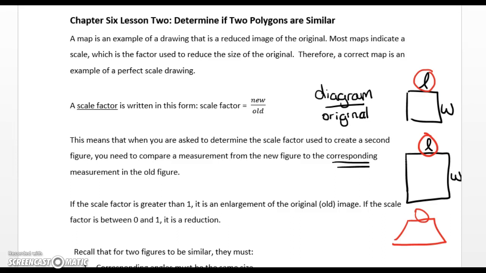So one thing that's really important to know about scale factor is that if your scale factor is greater than 1, then that means that your diagram is an enlargement of the old or original image. If the scale factor is between 0 and 1, so it's a small decimal like 0.25 or a fraction like 1 over 4, then it's a reduction. So that means that the diagram is smaller than the original image. And an example of something to be reduced would be, say, that map that we just talked about.